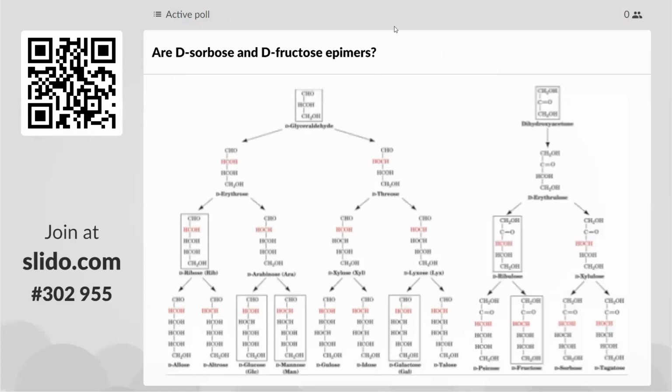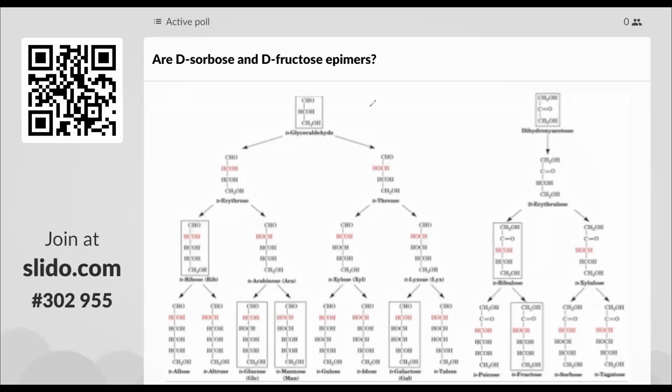Then we have sorbose and fructose. Let's look at sorbose and fructose. All right. So sorbose is here, fructose is here, right, right, left, right, right, left. So you have 2 carbons that are different. So these are not epimers. An epimer is only 1 chiral carbon that is different.